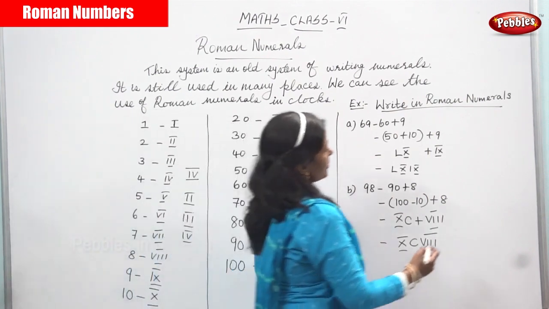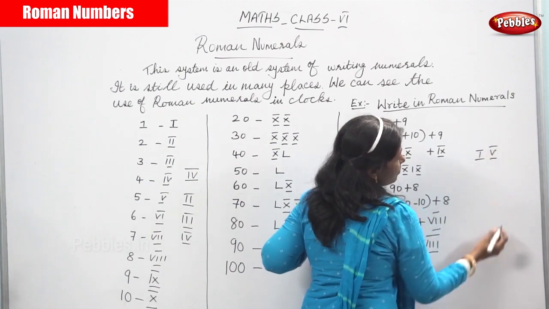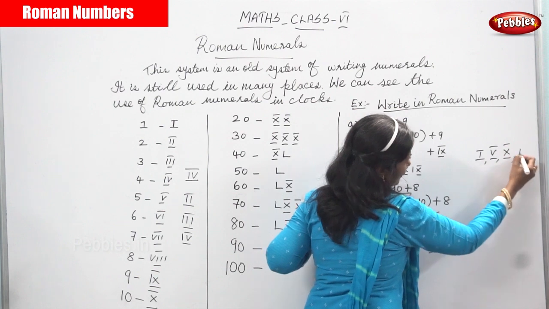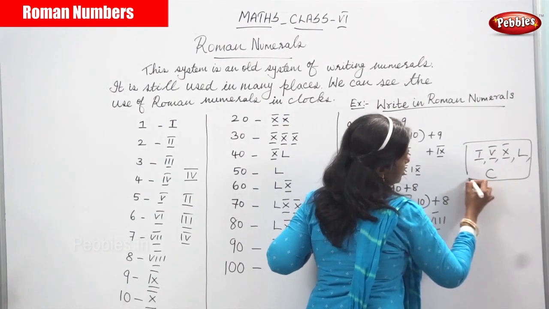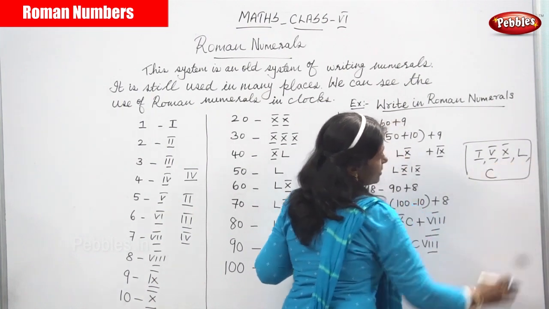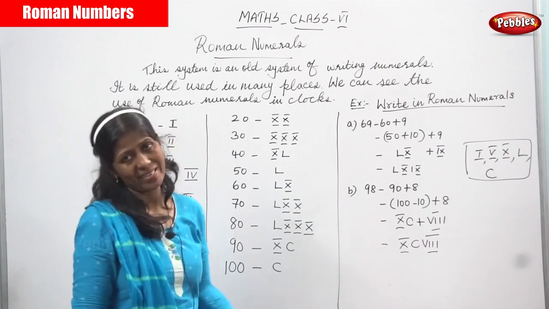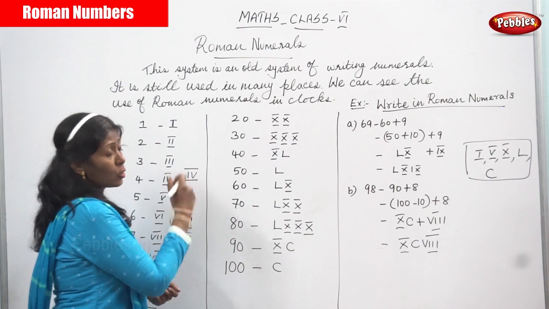So what are the letters we are going to use? I and V and X and L and C. I'll repeat once again. I first, next is V, next is X, next is L, next is C. So how many letters are these? 1, 2, 3, 4, 5 letters. These are the 5 letters we are using in Roman numerals frequently. So you have to memorize the Roman numerals.